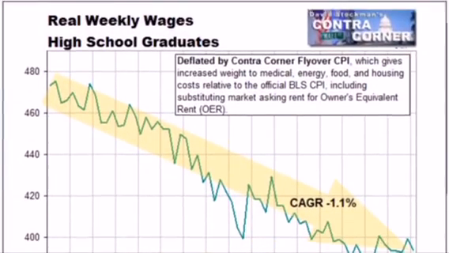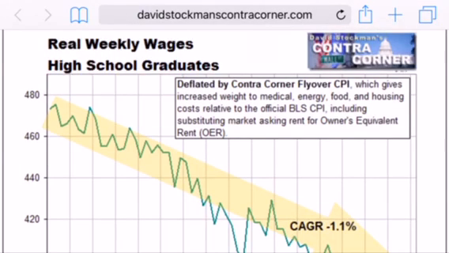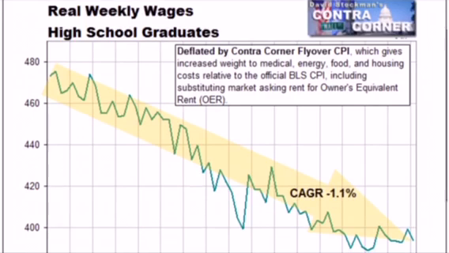Let's look at this. Real weekly wages of high school graduates. You look at the wages deflated by the Contra Corner flyover CPI, which gives increased weight to medical, energy, food, and housing costs relative to the official BLS CPI, and it goes on. Basically, what we have here is a decline in the real wages.